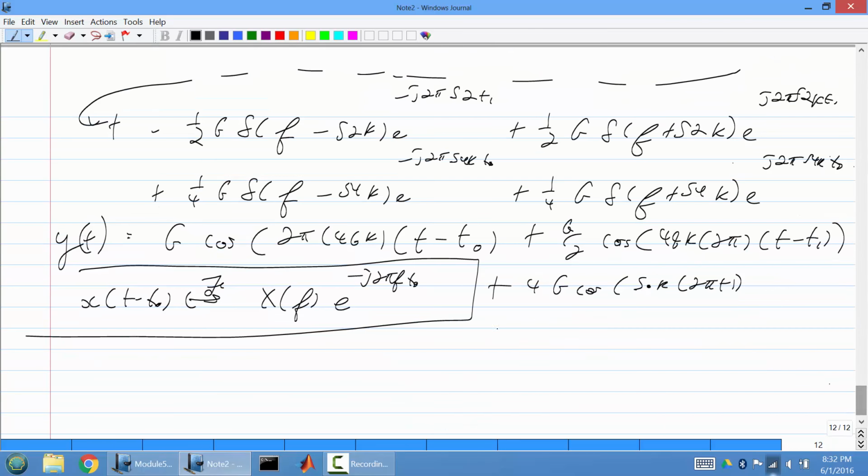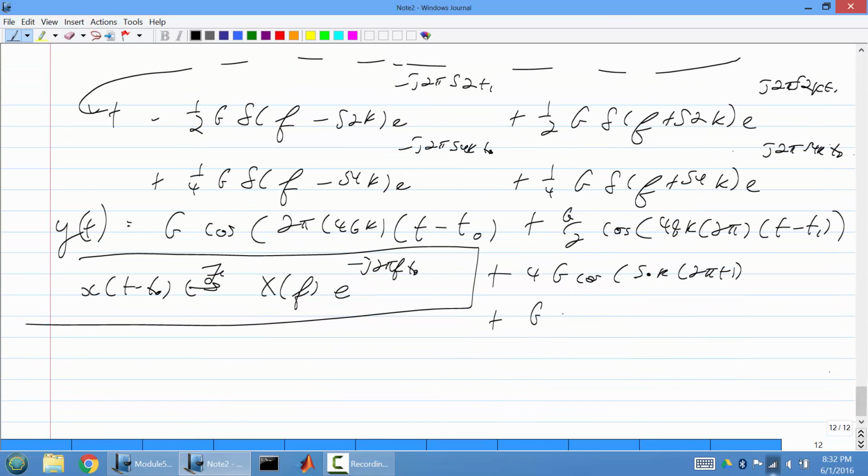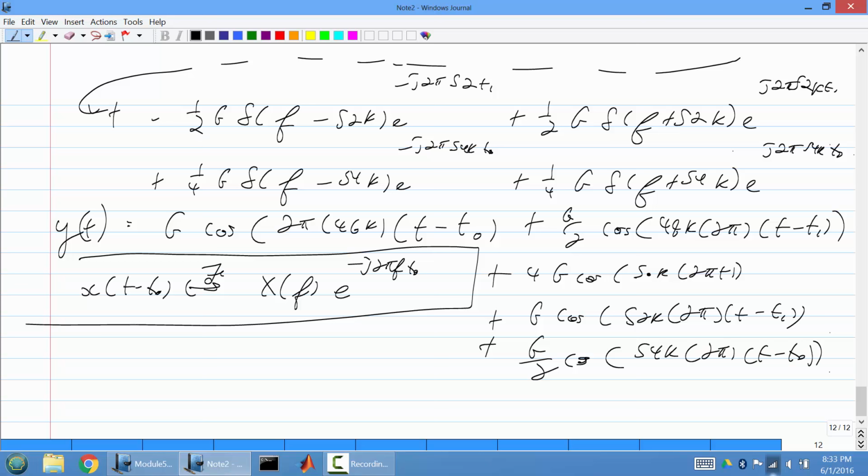Okay, and then we have two more. So G, what was this? Over 2. So we got G cos, not F, but 52K times 2 pi, and then T minus T1, and then G, which is over 2. Okay. Yeah, that took a little longer than usual. Okay, so that would be the final. That would be the final one.